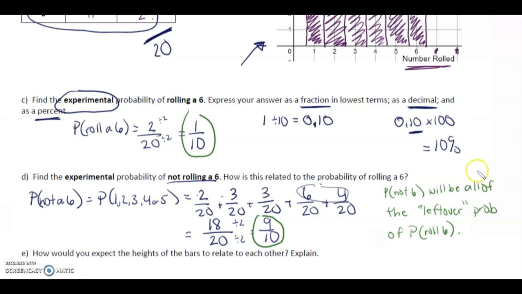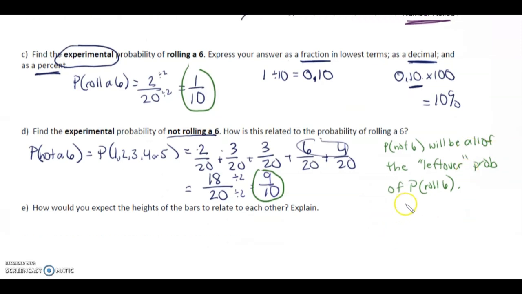Okay, and if you think about it, 1 over 10 and 9 over 10 gives you 10 over 10. And 10 over 10 is 100%. And what that 100% does is this 100% accounts for all outcomes. Okay, it counts for every single time we rolled that die.